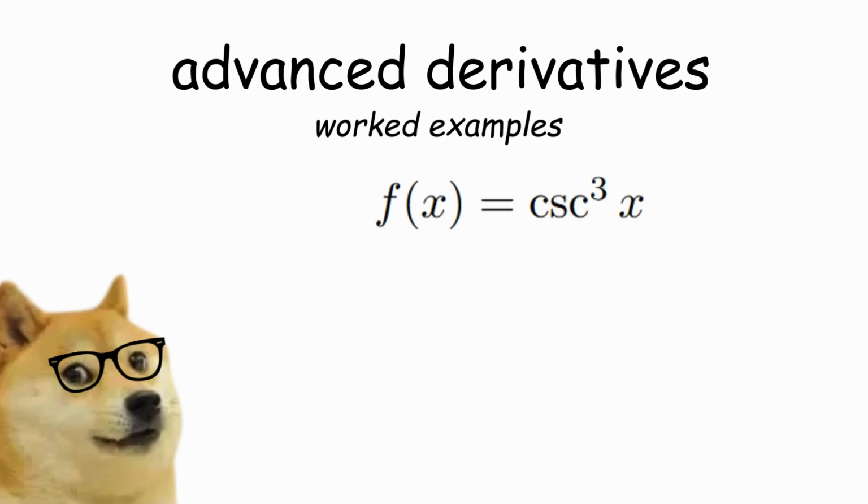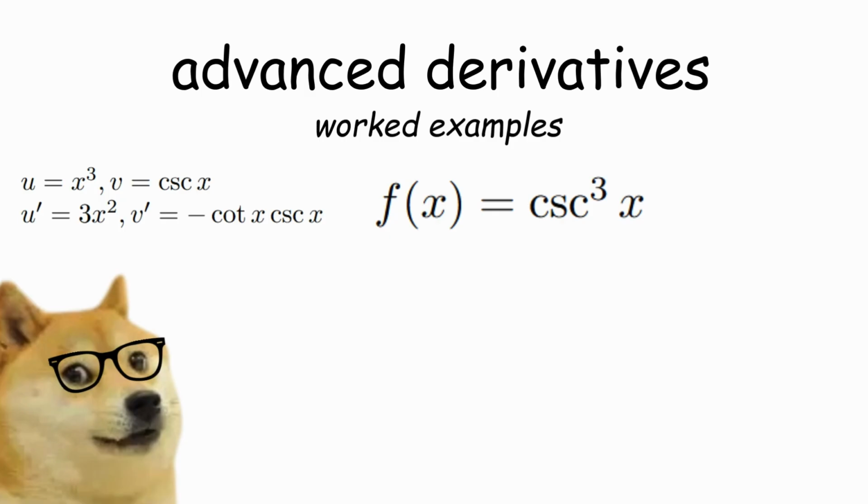Now here we see another problem, and that is cosecant cubed of x. So the first thing we see is just chain rule, because we're taking function of a function, cosecant cubed. So the outer function would be cubing, and the inner function would be the cosecant of x.